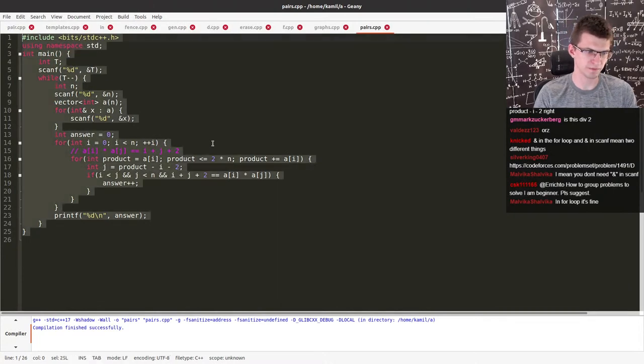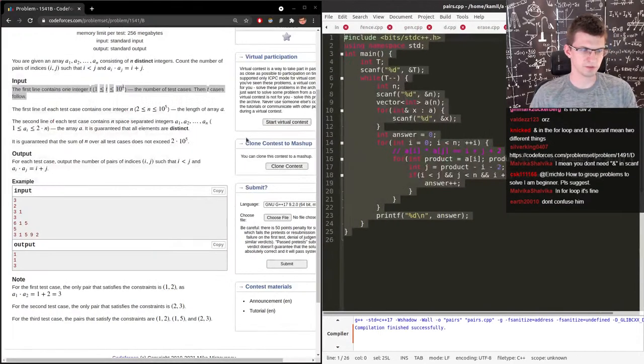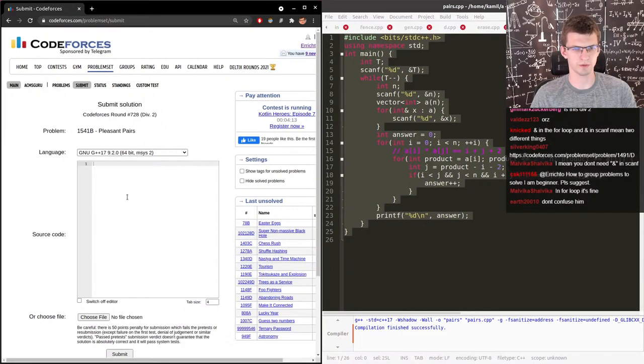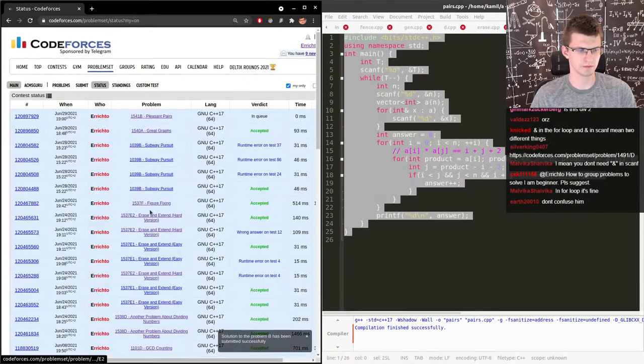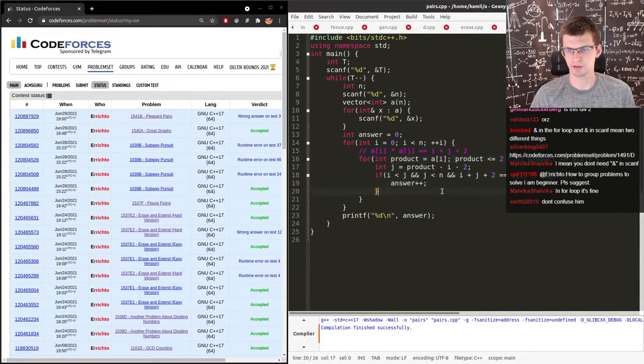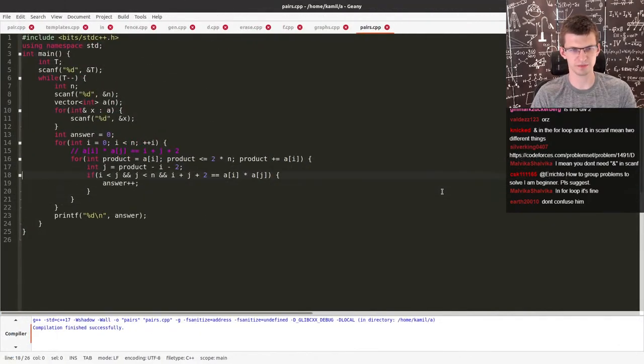Now it works. How to group problems to solve? Why do you want to group problems? What does it mean to group problems? I never grouped problems. I messed up. Overflows, right? For some reason.